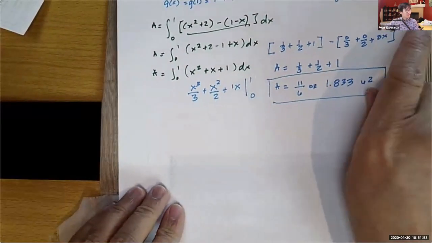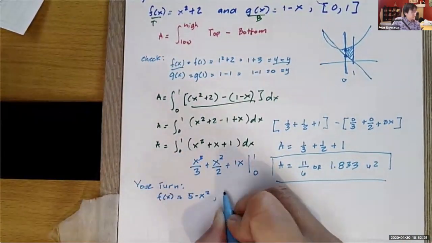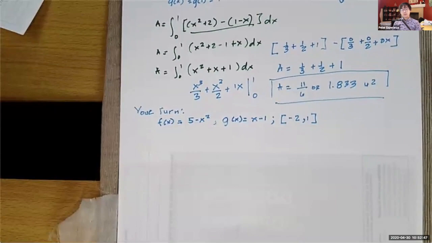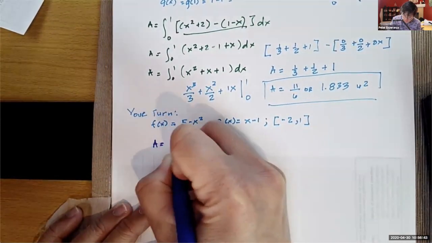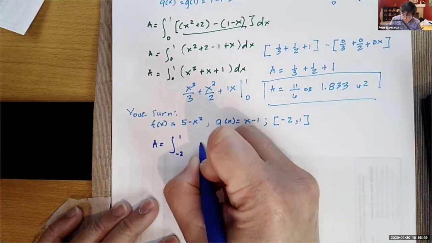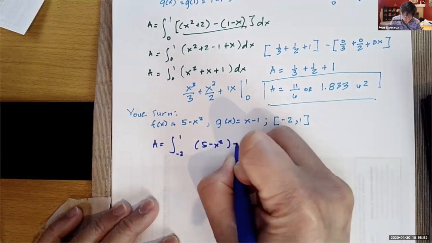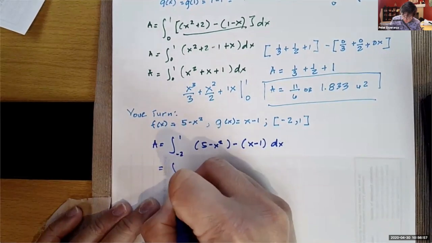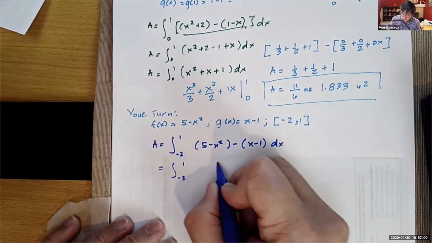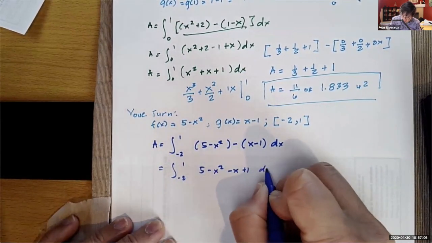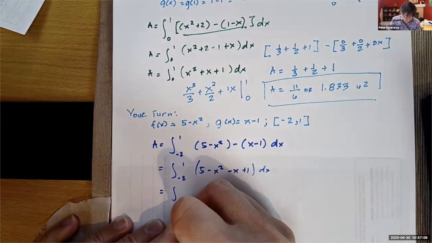Okay, next challenge. On your own, can you please compute the area between the two functions that you're seeing right now, between -2 and 1? Again, the area from -2 up until 1, top is 5 minus x squared. Obviously, x minus 1 is the bottom. I'm going to simplify, and I'll have the integral of 5 minus x squared minus (x minus 1) dx.